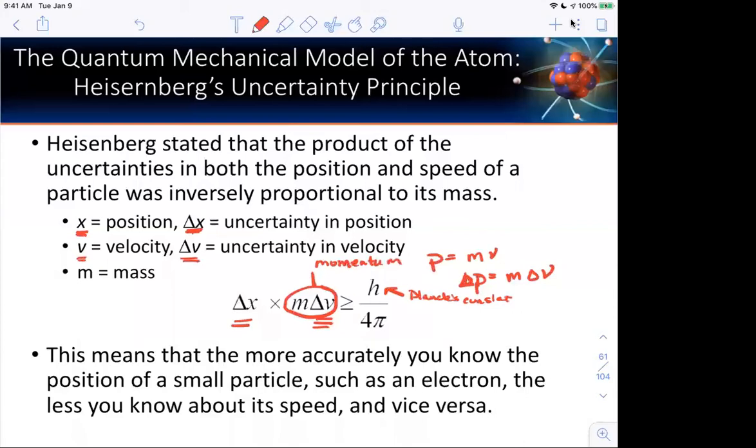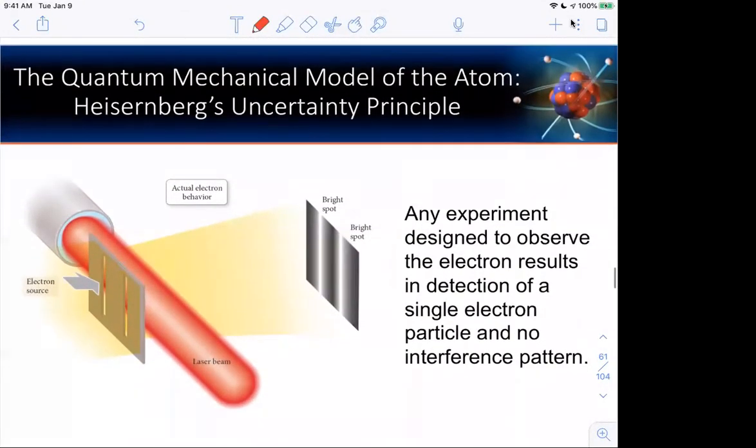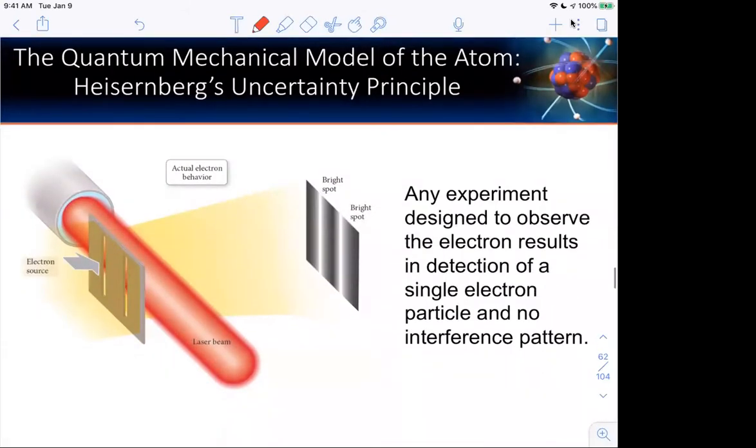But the ultimate thing is, this means that the more accurately you know the position of a small particle like an electron, the less you know about its speed, and vice versa. So if I know one of those things with some certainty, I have no idea about the other thing. So this is an equation that's used a lot.